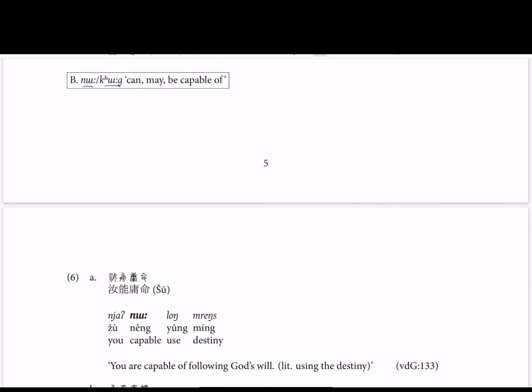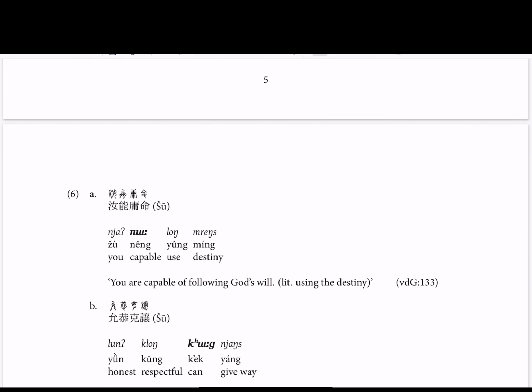Beginning with the example in 6a. Nyat nu long mrens. You capable use destiny. Or more naturally, you are capable of following God's will. So here, the subject is nyat, and here is the auxiliary verb nu. The main verb is long, to use, and the object of the verb is mrens, destiny. So the structure is you are capable of using destiny.